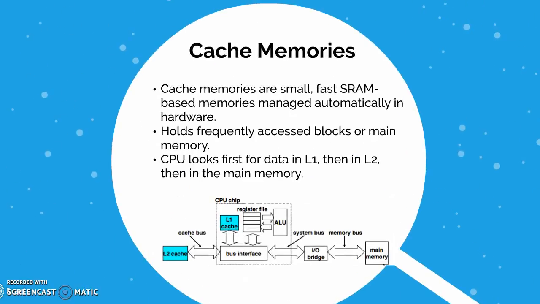Cache memories are small, fast SRAM-based memories managed automatically in hardware. They hold frequently accessed blocks of main memory. The CPU looks first for data in L1, then in L2, then goes back to the main memory. This process can be displayed in the picture below.